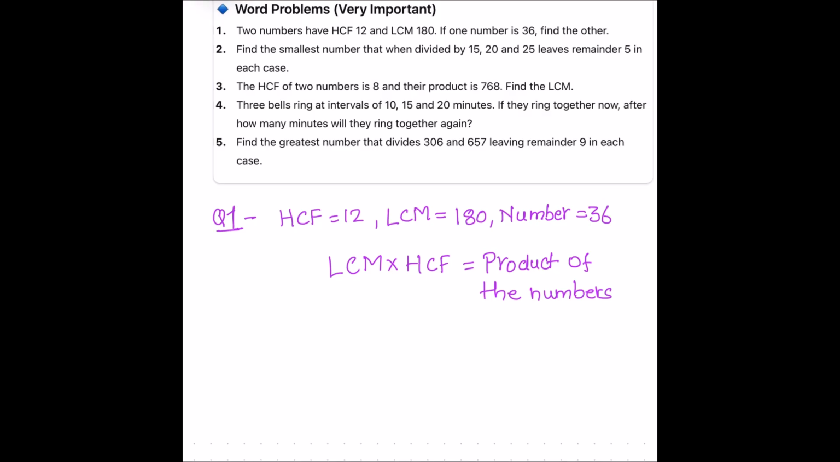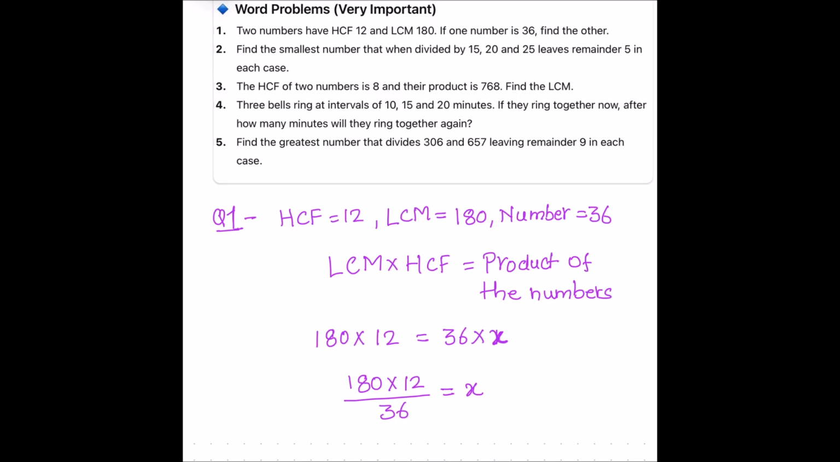So LCM is given as 180 times HCF is 12. We have one number as 36. Let's say the other number be x. So we'll find the other number which is x. This will become 180 times 12 divided by 36 equals x. We'll divide by 36 on both the sides.